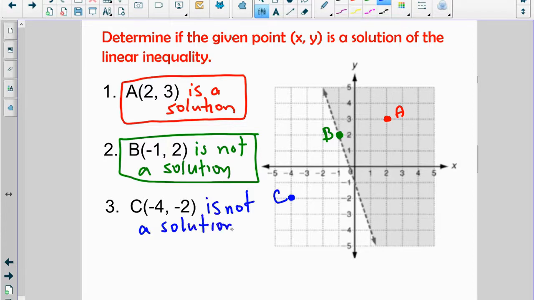So when you're looking at a graph of an inequality, solutions are in the shaded area of the graph, or they could be on a solid boundary line only, not a dashed boundary line. So on a solid line or in the shaded area for the solutions.